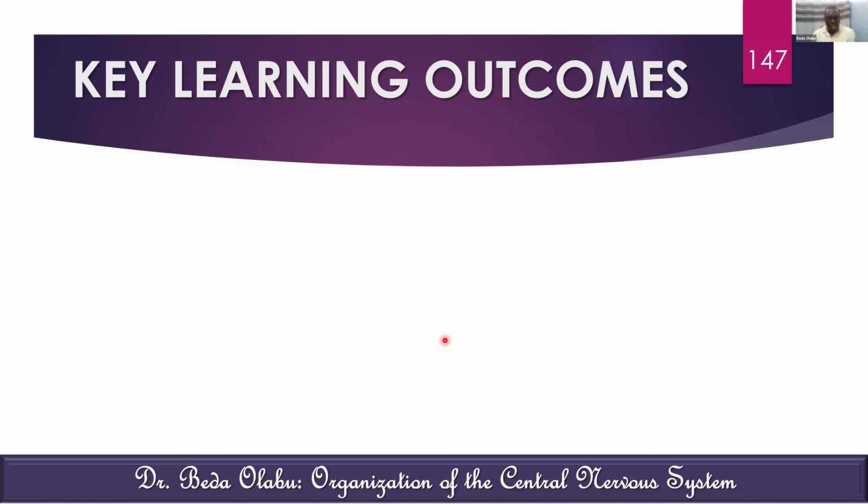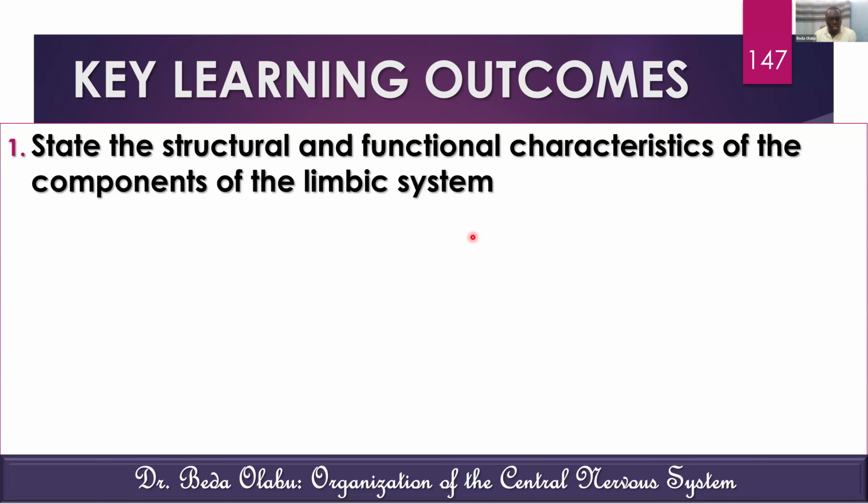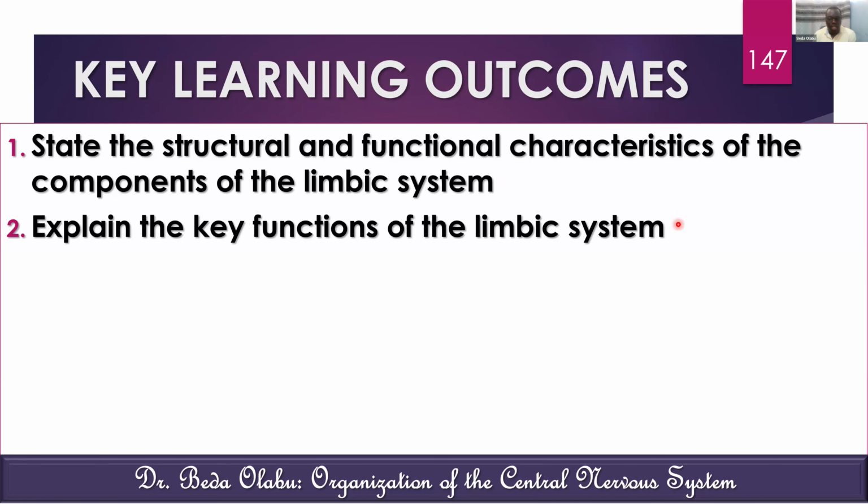In this particular lecture, therefore, we are going to learn the following. First, we look at the structural and functional characteristics of the components of the limbic system. There are some structural characteristics which are important to note that I want us to highlight. We'll then take time to explain the key functions of the limbic system. You may have heard of many others, so we'll just consolidate them here. We'll take more time to look at the components of the limbic system. The different components, we'll outline them one by one and talk about them.